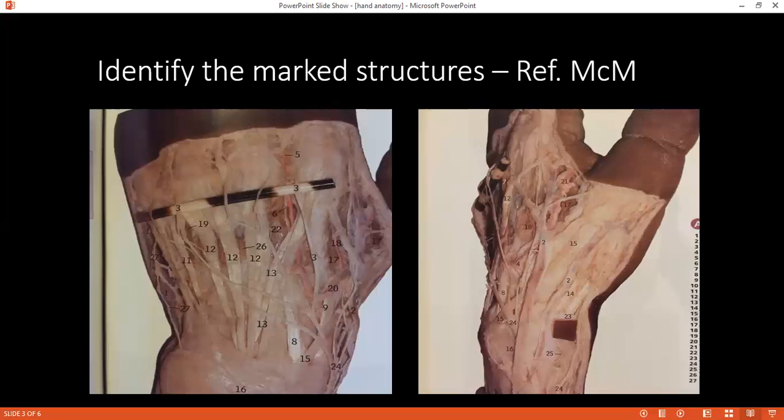Sorry, pisiform, before triquetrum, and then pisiform, and after this it will be trapezium, trapezoid, capitate, and hamate. If a patient comes to you with a fracture of a wrist joint, you suspect injury of the radial nerve, how would the patient present?